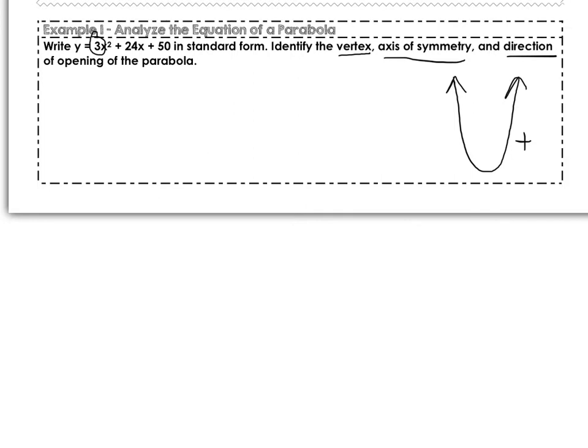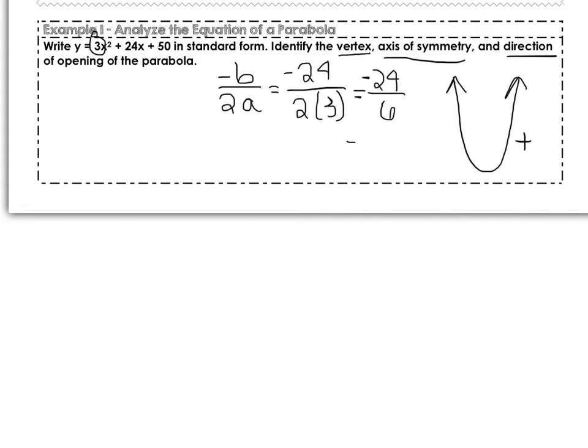Now, to find its axis of symmetry, we can still use our logic of negative b over 2a, where our b value is 24, so our top is negative 24. Our A value is 3, so we really have negative 24 divided by 6, which equals negative 4. So the equation for our axis of symmetry is x equals negative 4.